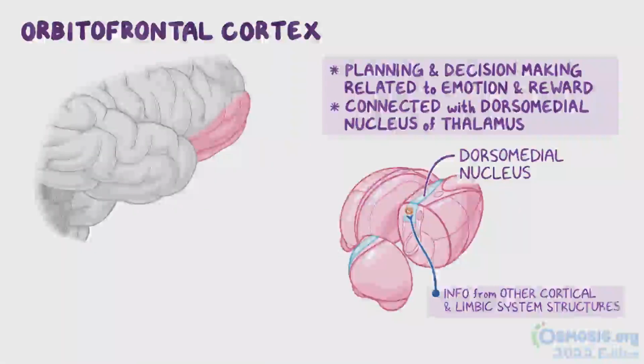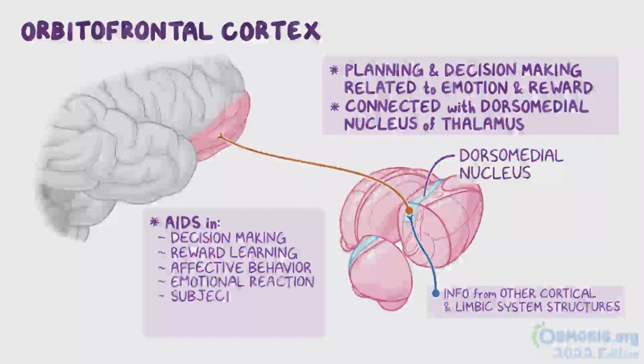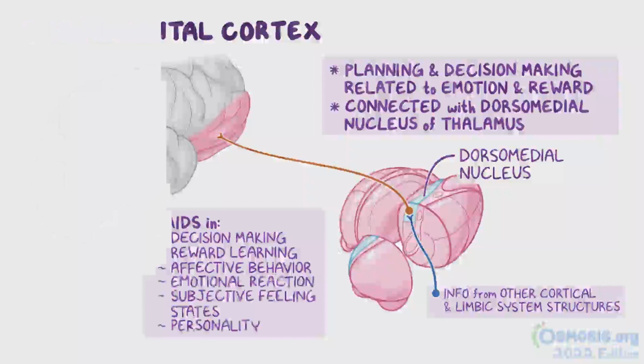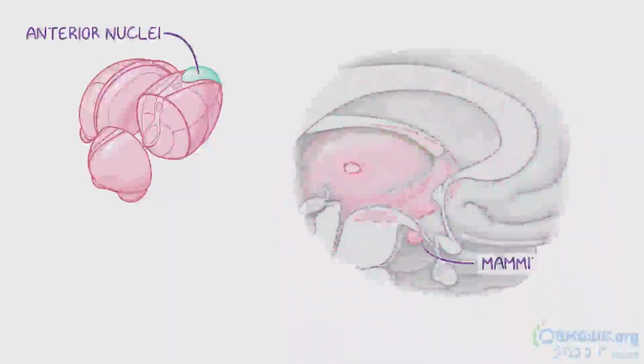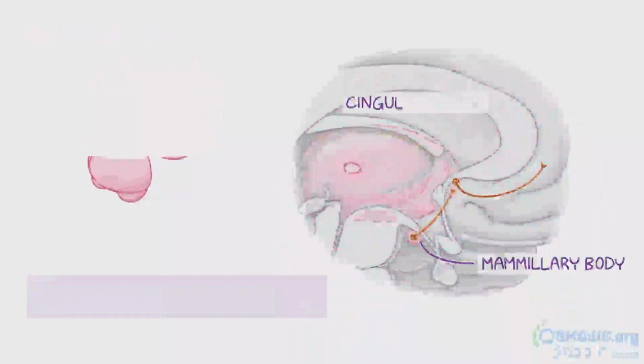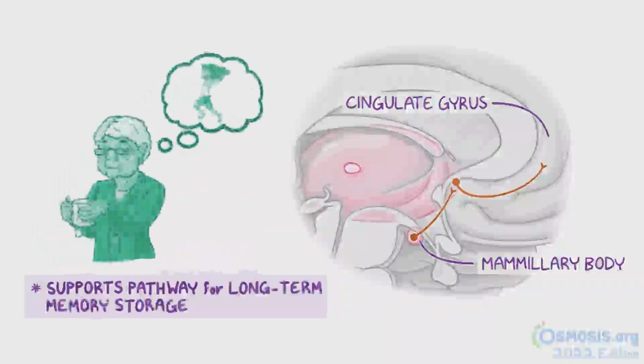It relays this information to the orbitofrontal cortex to aid in decision-making, reward learning, affective behavior, emotional reactions, subjective feeling states, and personality. Another part of the thalamus that is connected to the limbic system includes the anterior nuclei of the thalamus. They receive input from the mammillary bodies and project to the cingulate gyrus, supporting the pathway for long-term memory storage.